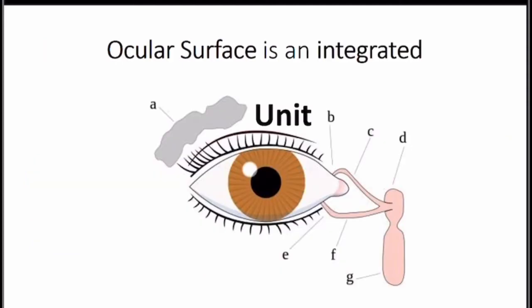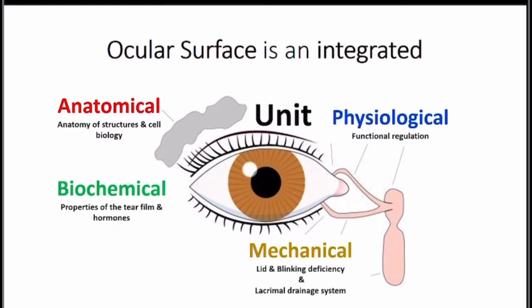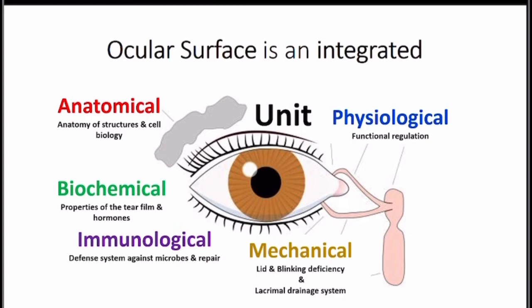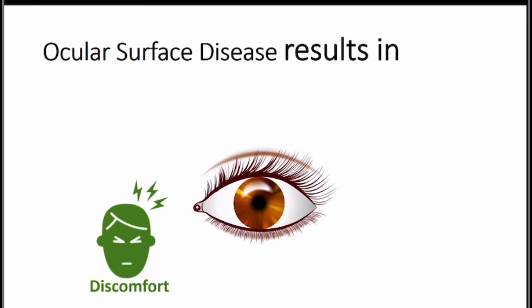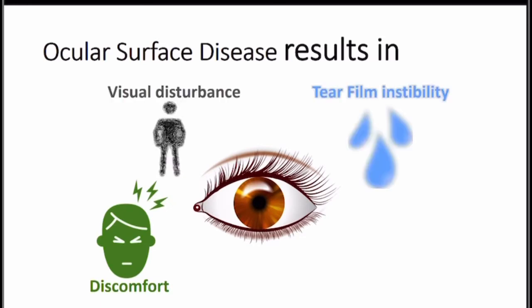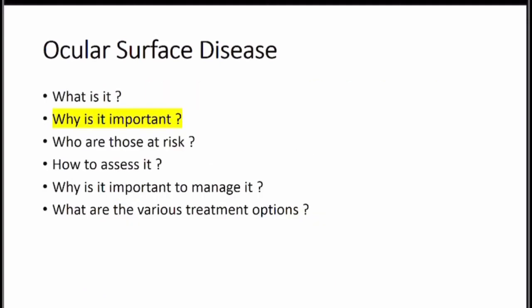And we all know that the ocular surface is an integrated unit that has an anatomical, physiological, biochemical, a frequently overlooked mechanical component, and a very important immunological component. So, ocular surface disease can really affect the quality of life. It can result in ocular discomfort, visual disturbance, tear film instability, and potential ocular surface damage. And this can really make the person's life very miserable.